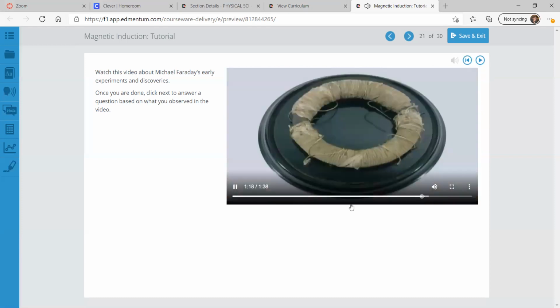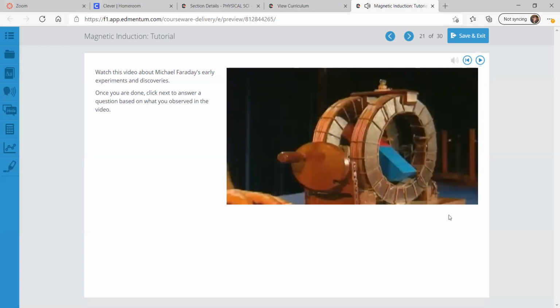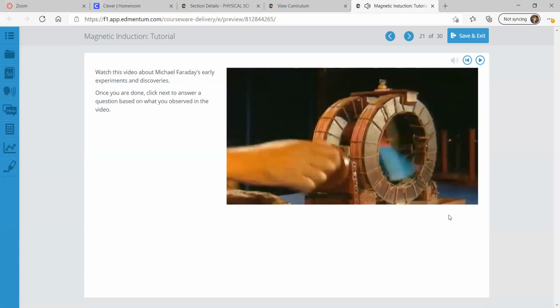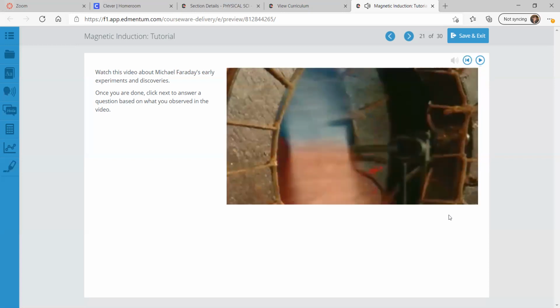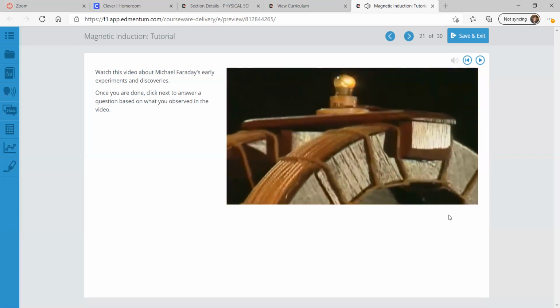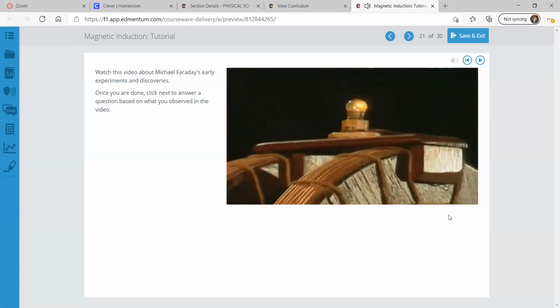The magnet was moved inside a coil of copper wire. A tiny electric current flows through the wire. You can see the principle at work here. The movement of the magnet in between the two coils produces enough electricity to power a light bulb.